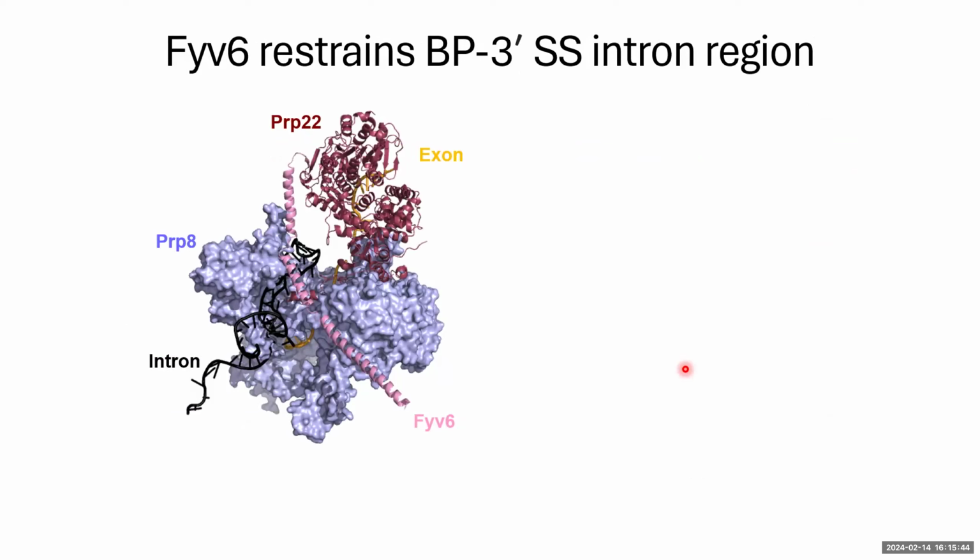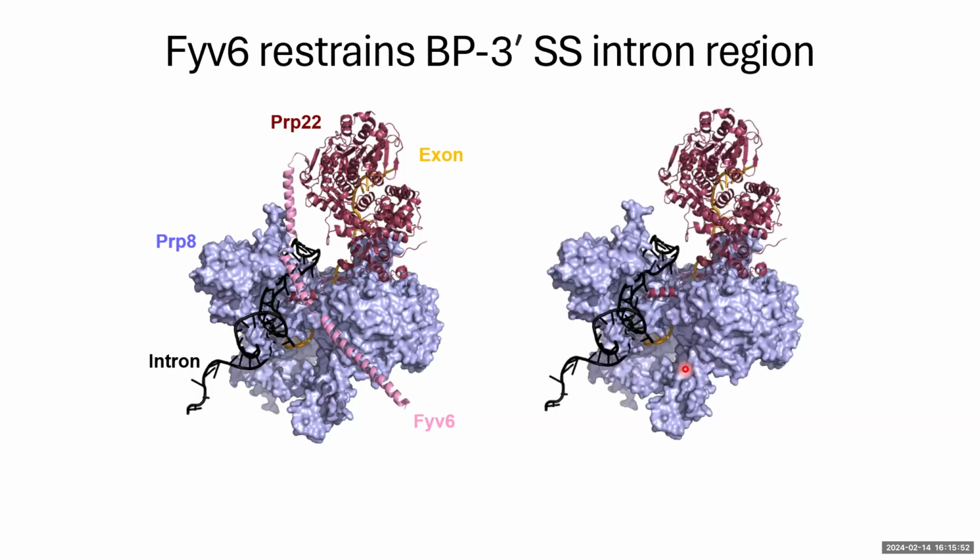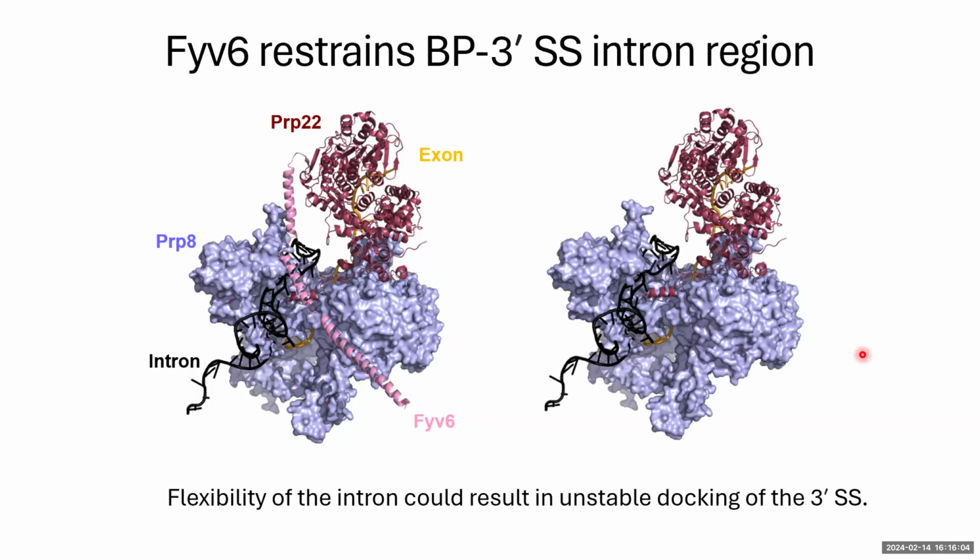Since introns with longer branch point to 3' splice site distances are more affected in the deletion, a potential possibility could be that in the absence of FYV6, these regions are less constrained and more easily able to move about, which may disrupt the stability of the docking of the 3' splice site within the active site.